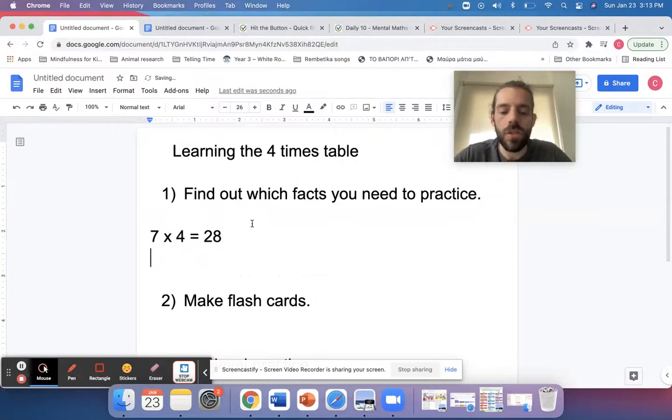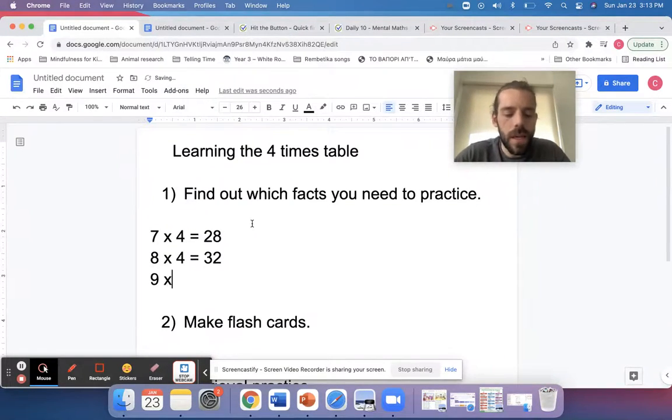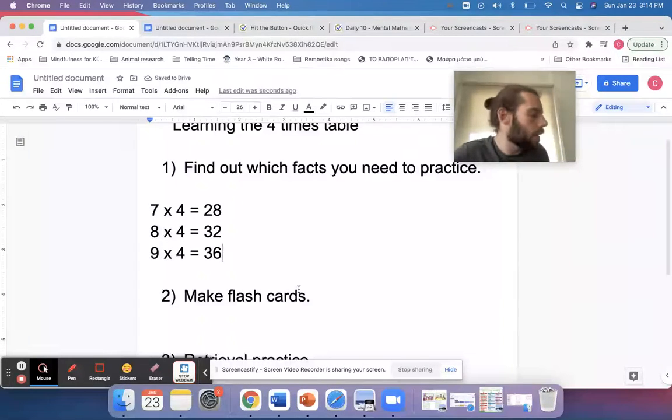Make a list of all the ones you don't know. Oh, you also don't know 8 times 4. You always have trouble with that one. For some reason, you don't know 9 times 4. Of course, you know 10 times 4 because that's super easy because you know the 10 times table, right? But say these three, they just trick you. So what you're going to do is make some flashcards.